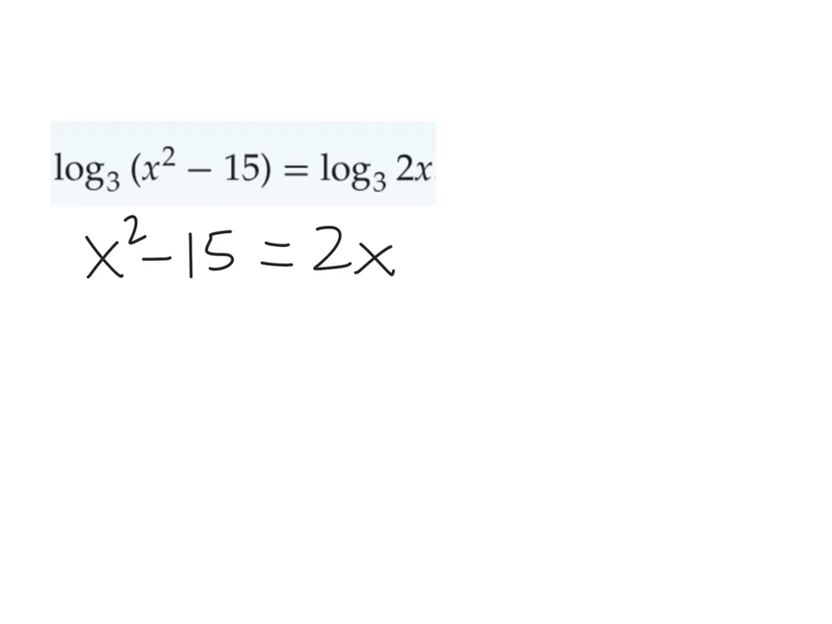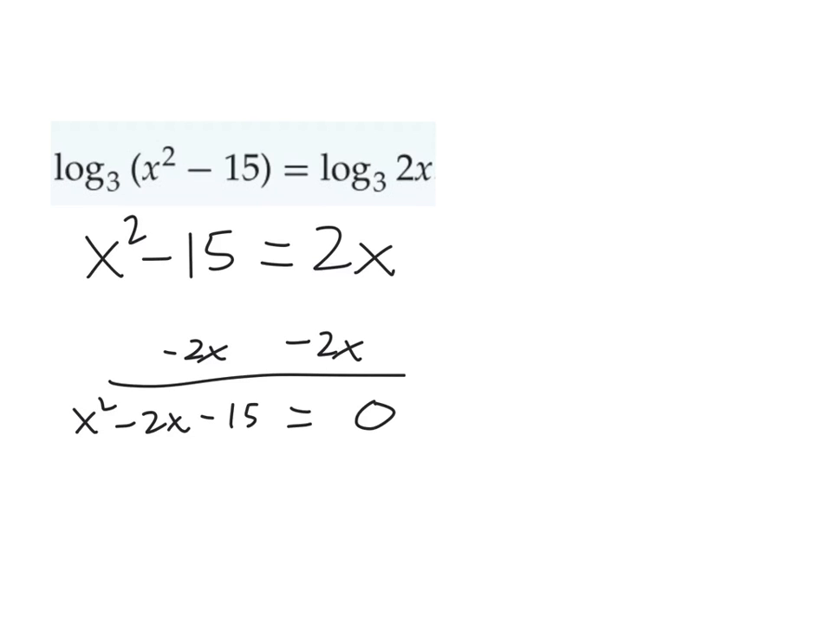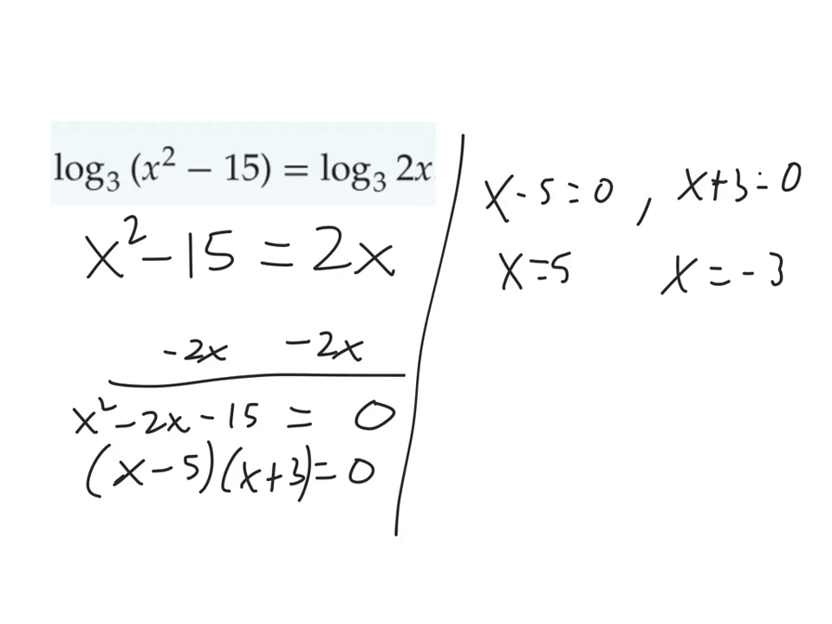So my first move is to move the 2x to the other side. So I'll get x squared minus 2x minus 15. That's factorable because factors of negative 15 that add up to negative 2 are negative 5 and 3. So I can factor that and solve it. So x equals 5 and x equals negative 3. Even if you use the quadratic formula, that's what you should have got. How many have those two solutions?